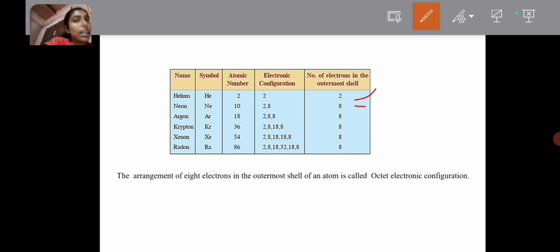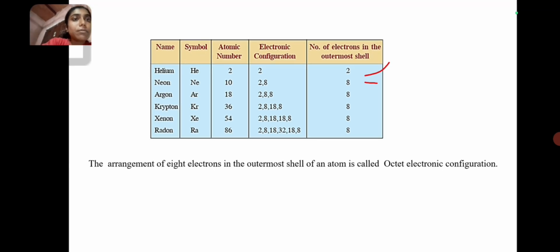All the noble gases are stable and do not participate in chemical reactions. The arrangement of 8 electrons in the outermost shell of an atom is known as octet electronic configuration. Hope you understand what octet electronic configuration is. All the noble gases except helium have 8 electrons in the outermost shell, and they do not combine to form molecules.